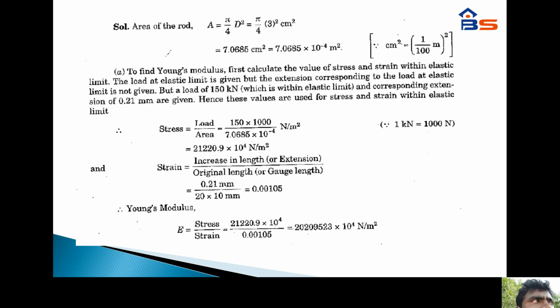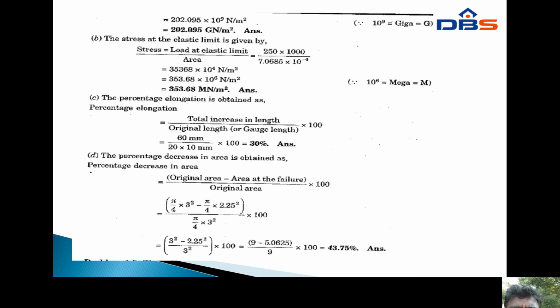Next, Young's modulus E equal to stress by strain. Stress is already calculated in the given problem. Strain is also calculated, so we can calculate the modulus of elasticity. This problem is the same as the previous problem. Next, the stress at the elastic limit is given by stress equal to load at elastic limit by area. Load is 250 into 10 cube divided by 7.0685 into 10 power of minus 4. That value is calculated as 353.68 mega newton per meter square.